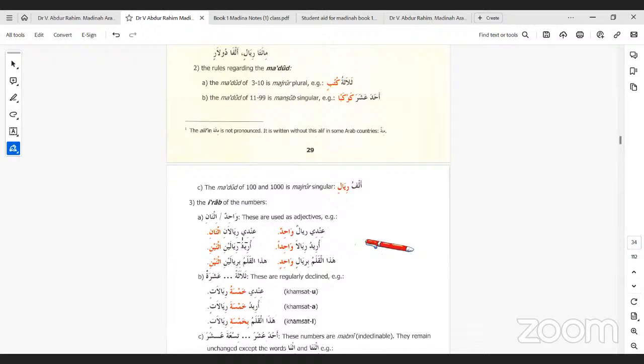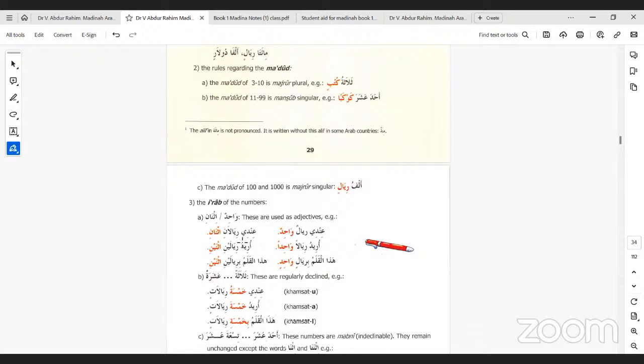And the madud of 100 and 1000 is majroor, singular. Alfu riyalin. The i'rab of the numbers. Number A is wahidun, isnani. These are used as adjectives. For example, indi riyalun wahidun, indi riyalani isnani.